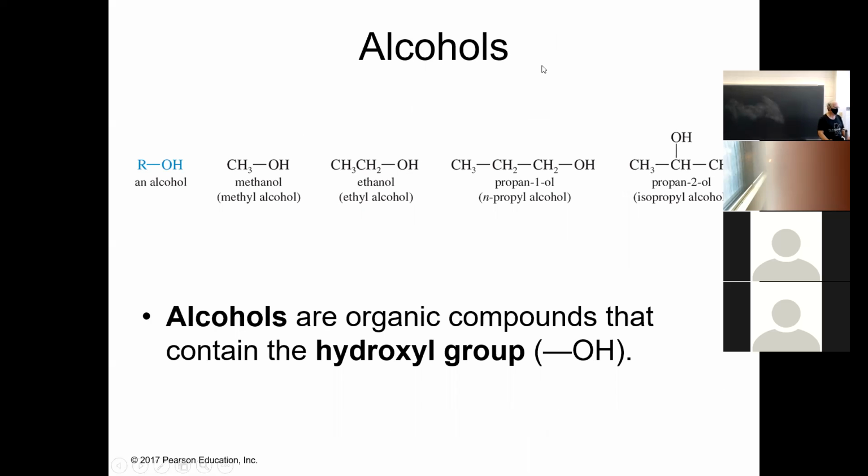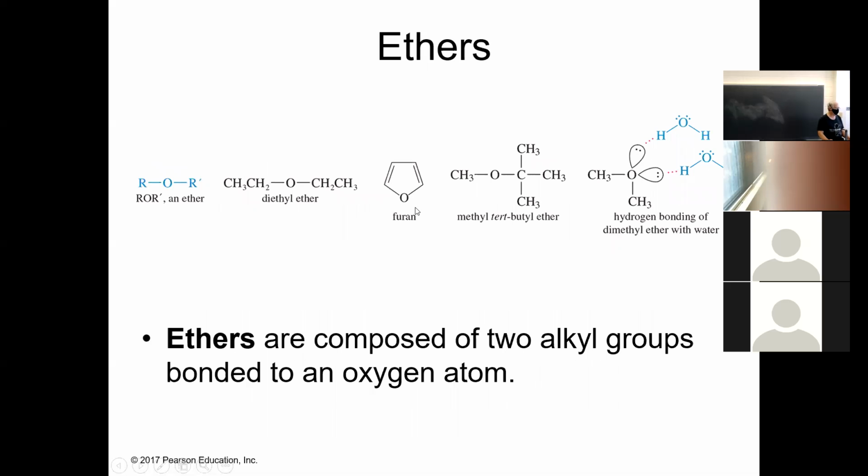Okay, so here we have alcohols. Alcohols have the general formula ROH. Again, R is some indefinite carbon group. Okay, these are all alcohols. It has an OH group. An ether differs from an alcohol. Instead of being carbon, oxygen, hydrogen, it's carbon, oxygen, carbon. Okay, so these are examples of ethers. Diethyl ether, furan, methyl terpenyl ether.